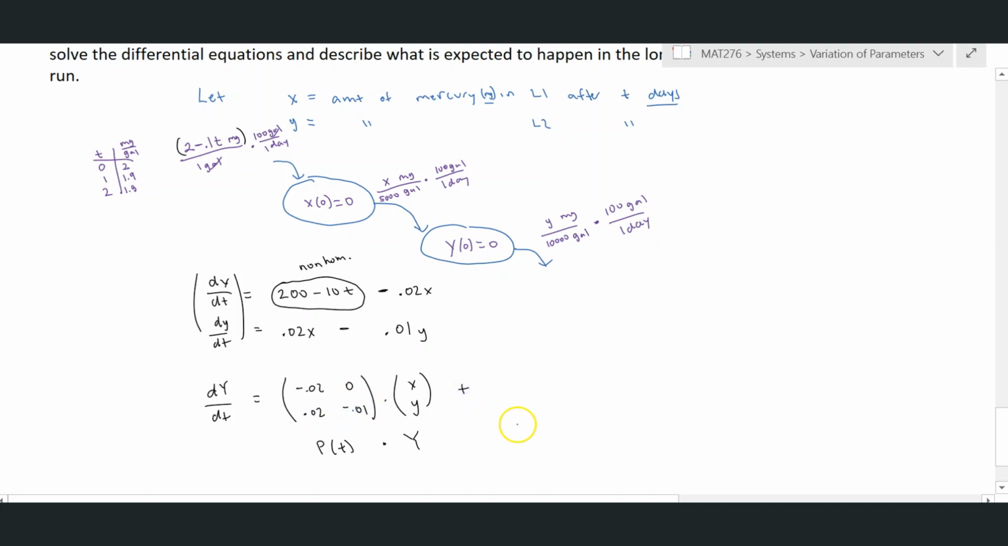And then we have, in this variation of parameters method, this non-homogeneous vector g of t. In our case, for the x of t equation, this will be 200 minus 0.1t. The second equation doesn't have any non-homogeneous terms, so we can just write a 0 in there.